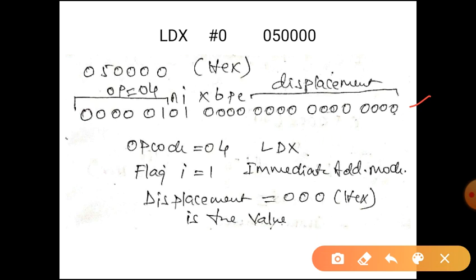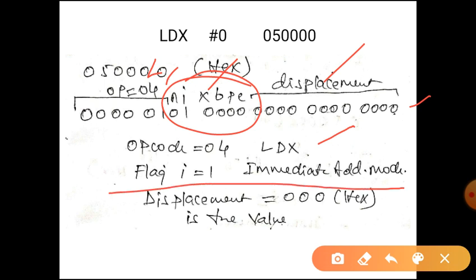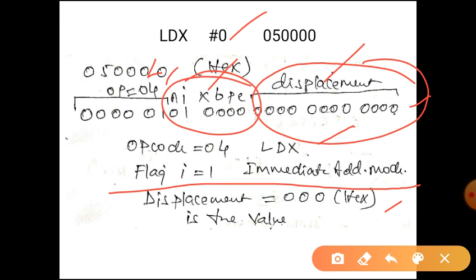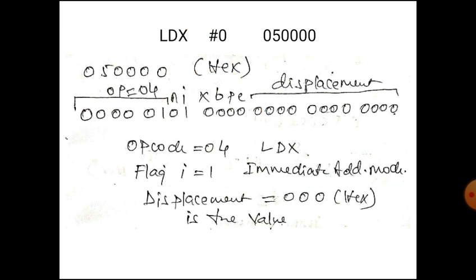Since it is a total of 3 bytes, it is format 3. In format 3, if you remember, we have 3 fields: opcode field, nixbpe flag bits, then 12-bit displacement. In opcode we have 04. 04 will be interpreted by the processor as LDX. Then it checks what flag bits are set. It checks that the I bit is set to 1. It indicates that this instruction is based on the immediate addressing mode. Then the content of displacement is 0, so 0 will be moved to X.